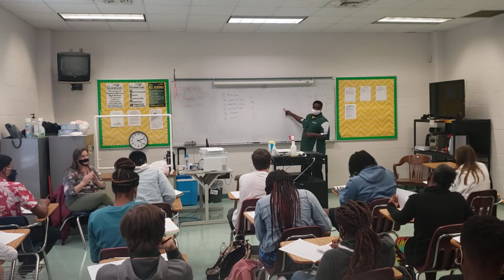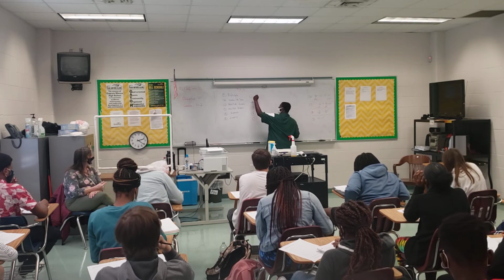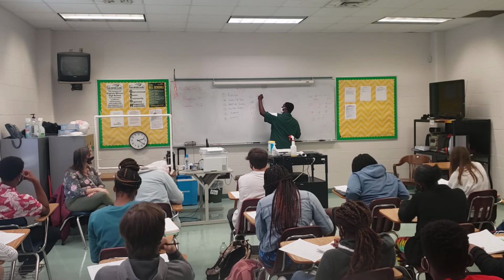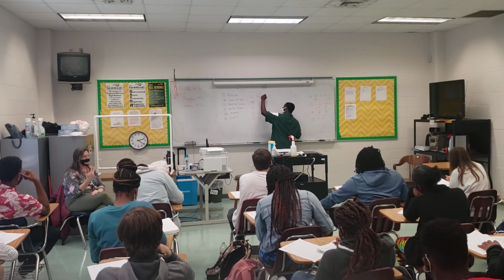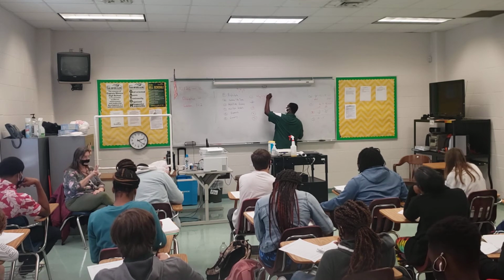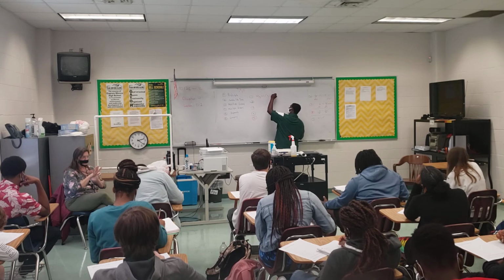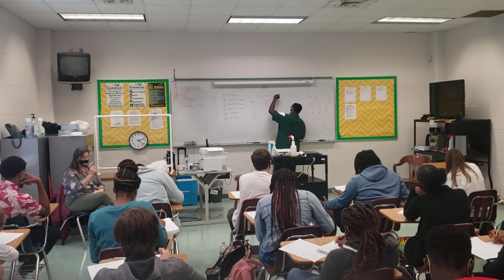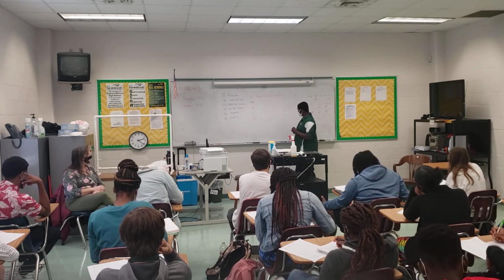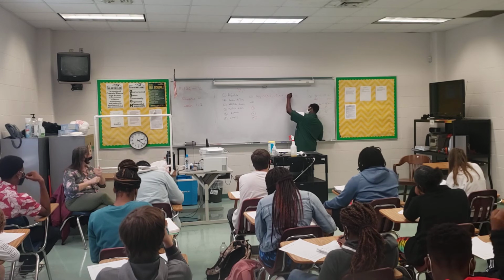All right, let's go. 4G plus 3 in parentheses G minus 2, close parentheses, equals negative 5, open parentheses, G minus 4, close parentheses, minus G minus 26.